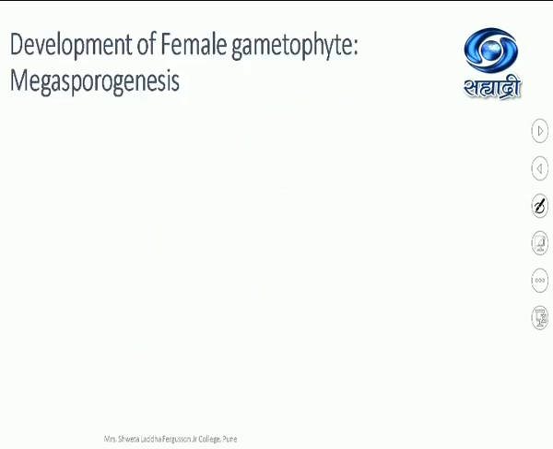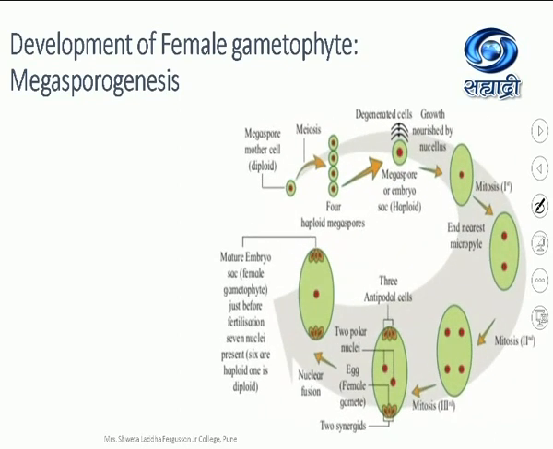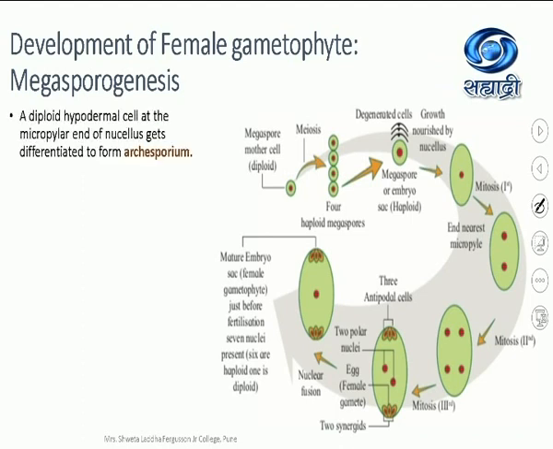Let us proceed now. Let us see how the development of female gametophyte, that is megasporogenesis, takes place. Development of male gamete was called microsporogenesis. Similarly, development of female gamete is called megasporogenesis. I have taken this diagram from your textbook so that it becomes easy for you to understand. Let us see this step by step.